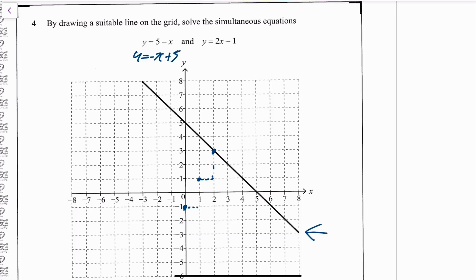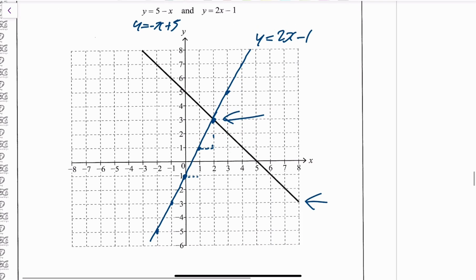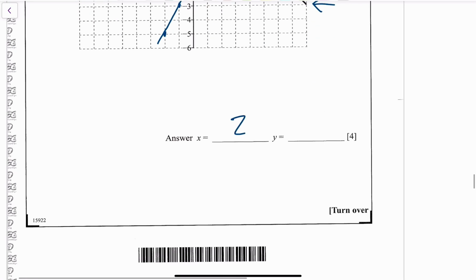You can see there, I'm doing this without a ruler. I've got a series of points that this line goes through. And then you can link that up using your ruler. It's just incredibly hard to use a ruler on this blasted thing. So here we are. That's our point. So my answer, what is that? 2, 3. x equals 2, y equals 3.